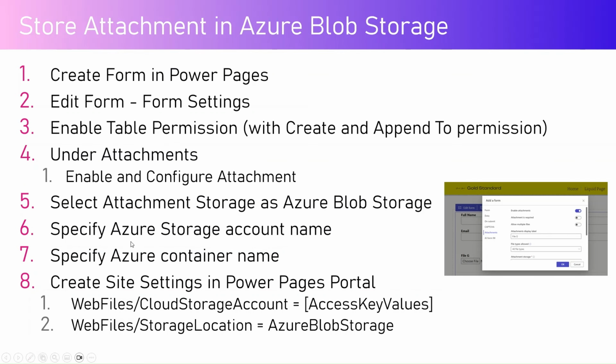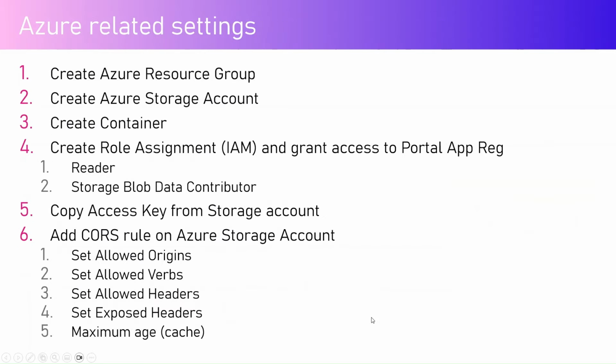Once you do that, we specify the Azure Storage account name, specify the Azure container name, and we need to create a site setting in the Power Pages portal with the setting web file slash cloud storage account, and specify the access key value which we are going to get from the storage account. And then web file slash storage account equal to Azure Blob Storage. This is a static value which we need to create.